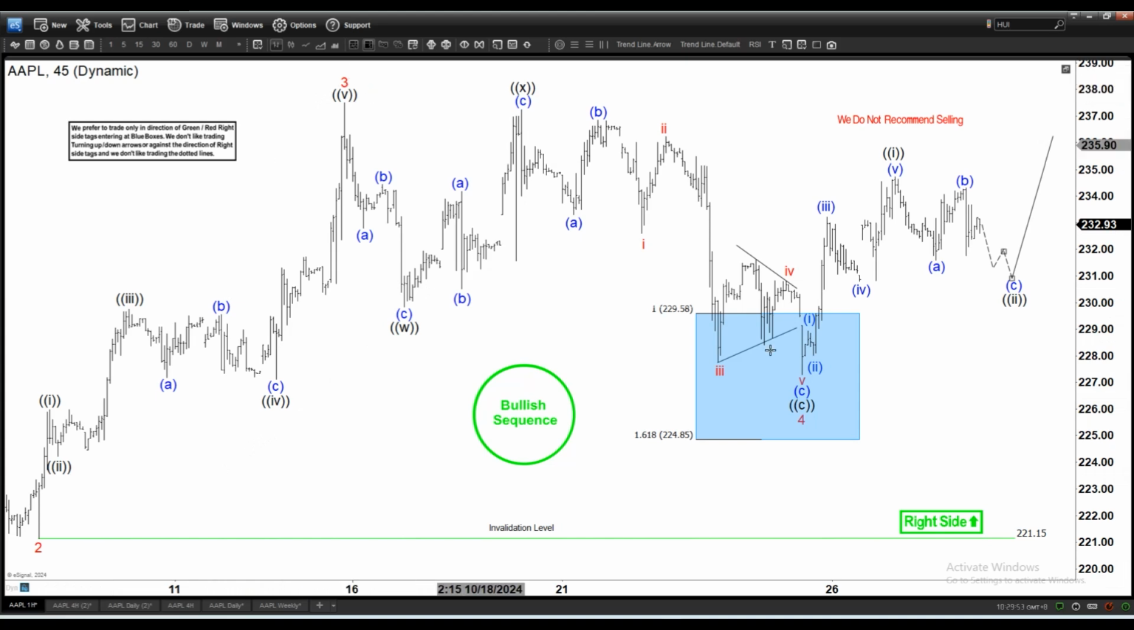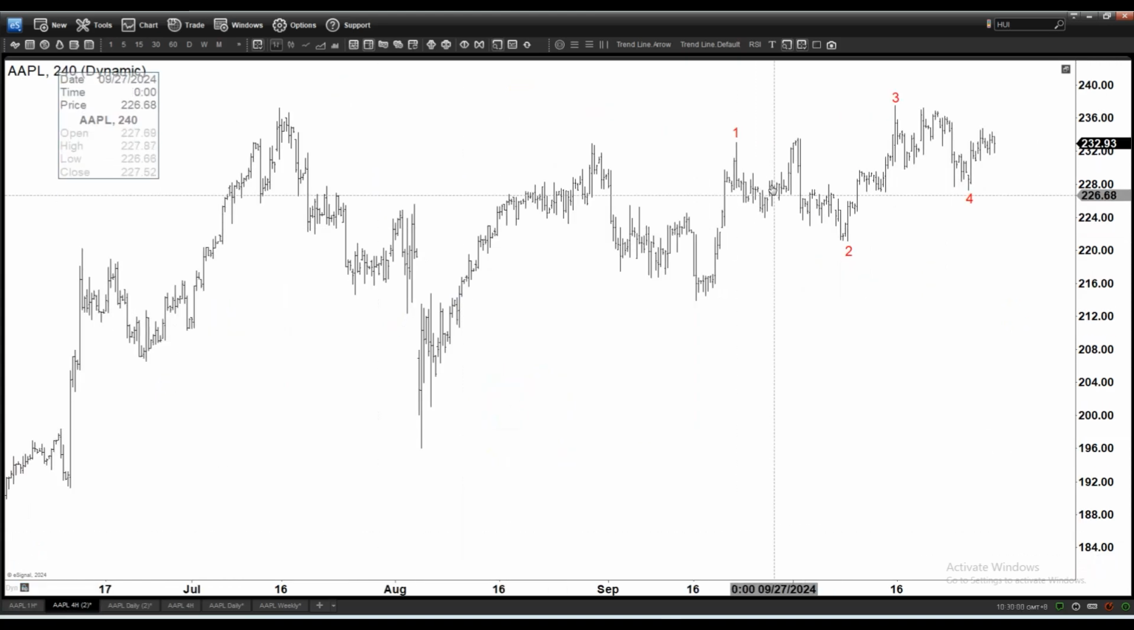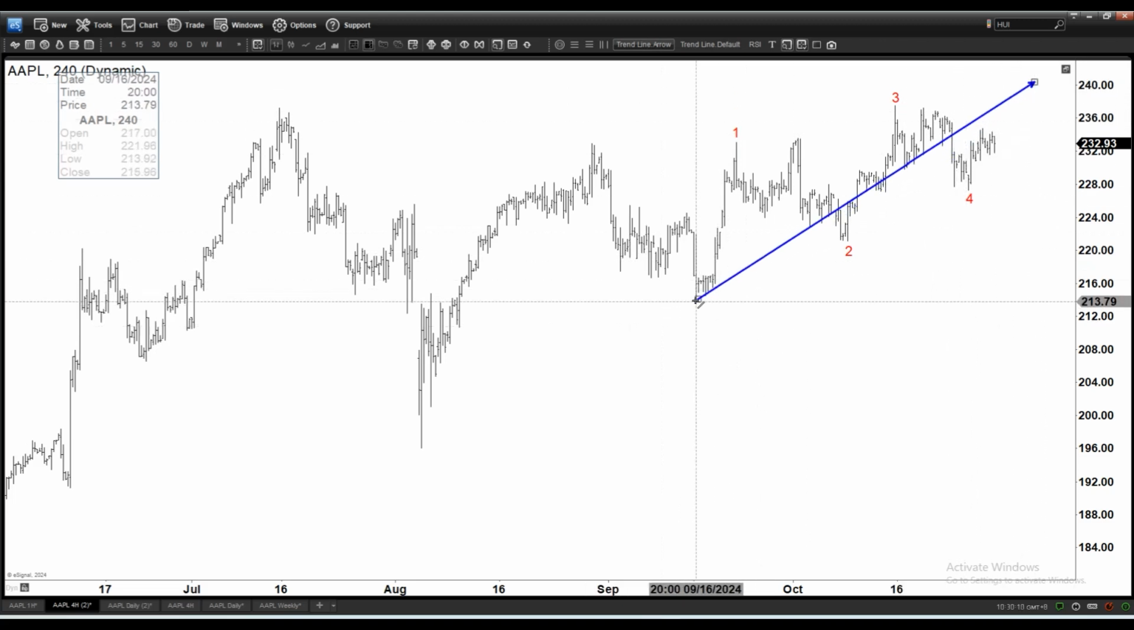So we're going to be looking at this 3, 4, and 2 here in the minor degree. So that will be your 2, your 3, and the 4, and so that will be your 1. So basically you are looking at a move 5 waves up starting from this low here from September 16.